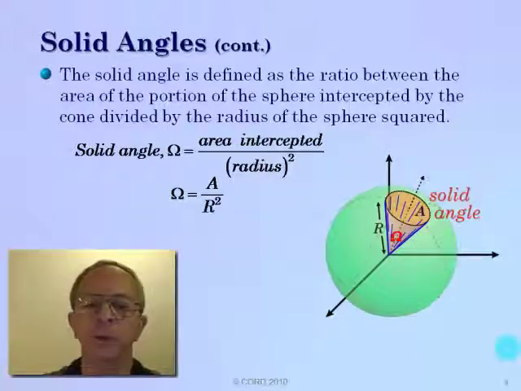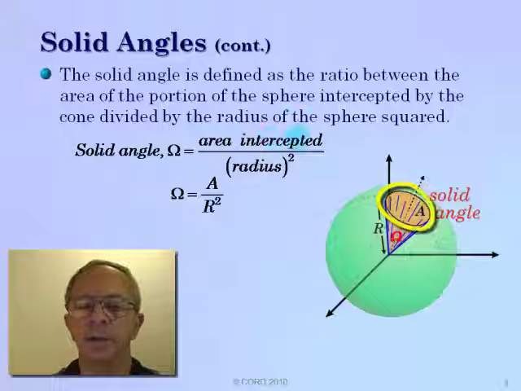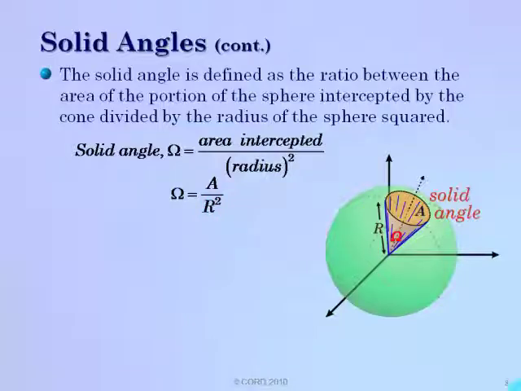So the formula for doing that is that the solid angle is equal to the area of the part of the sphere that's intercepted there, divided by the radius squared, or how far away it is from the source. So that would be A over R squared.